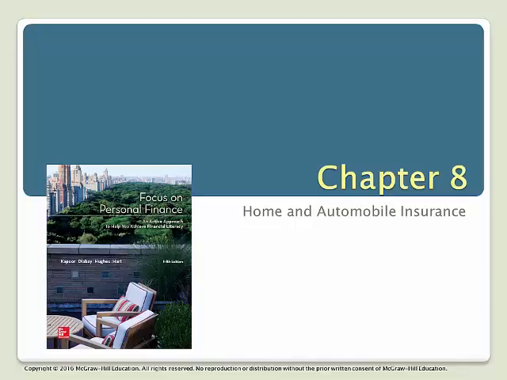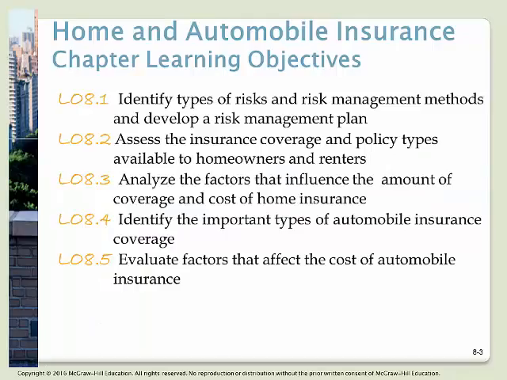In Chapter 8, we're going to cover home and auto insurance. Our learning objectives. First, we need to understand exactly what risk is and what risk management involves. As with many situations, the first step is to know where you are before you figure out what needs to be done. Do you have insurance on your home? What does it cover? Is it adequate? If you drive, you're required to have auto insurance, but is it sufficient to protect you?